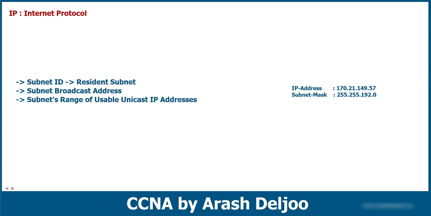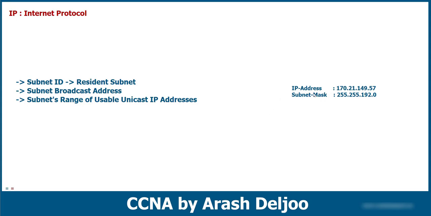Assume that you have one IP address. For example, in your working environment, you are receiving one IP address, 170.21.149.57, with the subnet mask of 255.255.192.0. Okay, this is the IP address and subnet mask that you have.